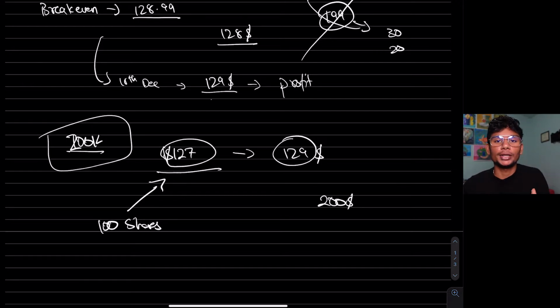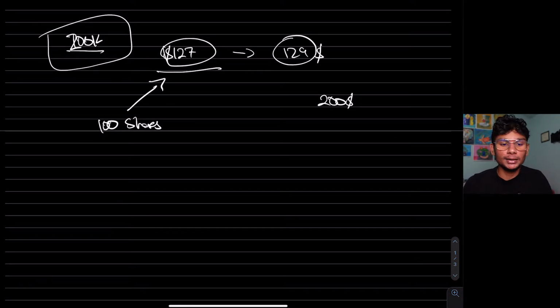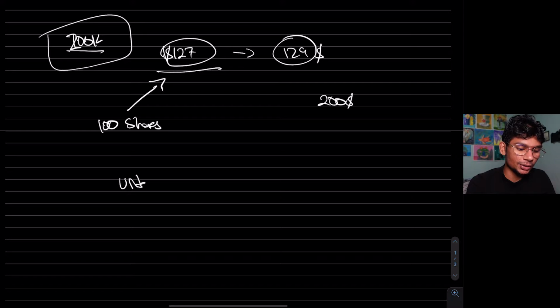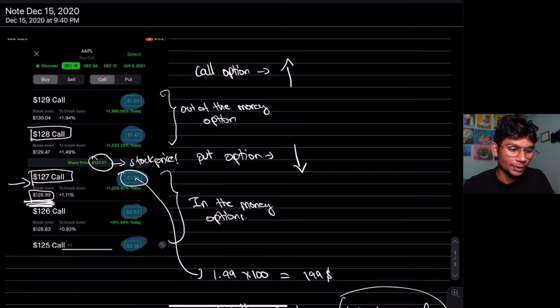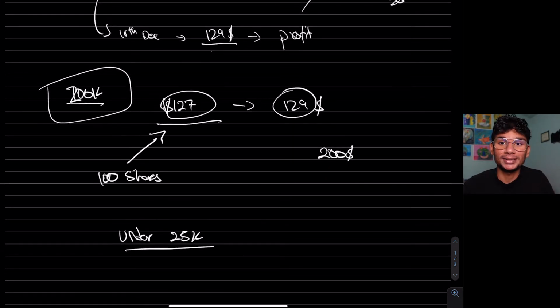Just make sure, if your portfolio, like mine, is under 25K, do not let your call options and put options expire. But let's just say you're doing spreads, credit spreads, debit spreads, then yeah, you can let those expire. But make sure, if it's just a call option or put option, do not let them expire. Okay, so now you know what the call option is. Now let's go over what the put option is.